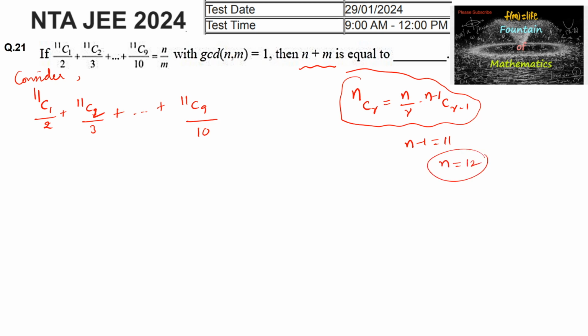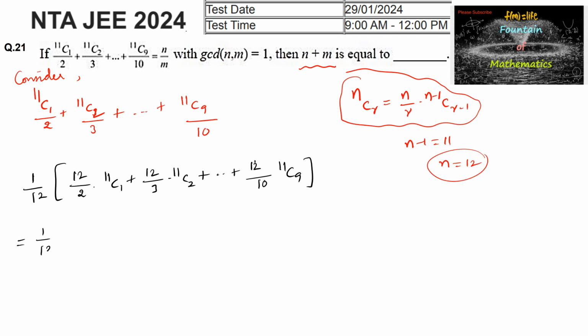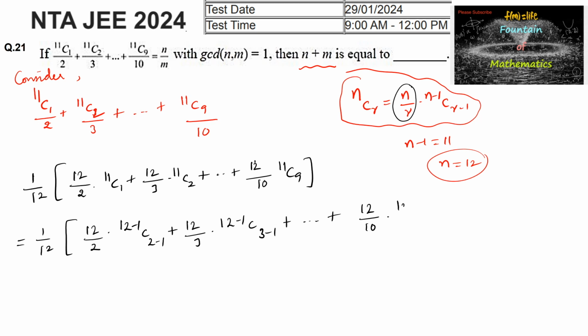So let us multiply and divide by 12. 1/12 times (12/2 11C1 + 12/3 11C2 and so on up to 12/10 11C9), and this can also be written as 1/12 times (12/2, just like n/r, times (12-1)C(2-1), plus again 12/3 times (12-1)C(3-1), and so on up to 12/10 times (12-1)C(10-1)), which is equal to 1/12 times.